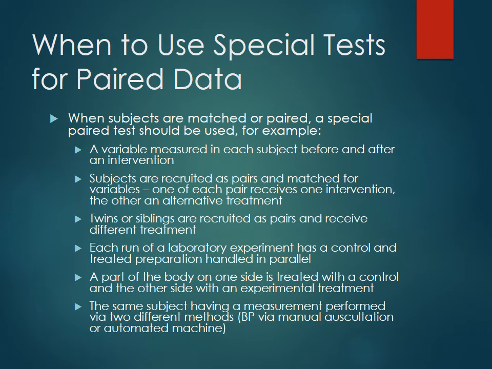You can even have patients who are being treated on one side of the body with a drug and, say, a placebo or the control on the other side. That would be another example of a paired t-test. And then if you have the same subject having a measurement performed through two different routes, say I was doing manual auscultation and had an automated device measuring blood pressure at the same time, that would be another example using a paired t-test because it's on the same person, right?